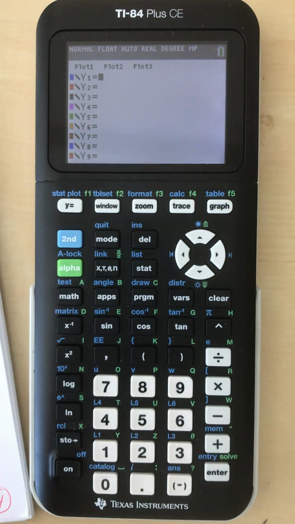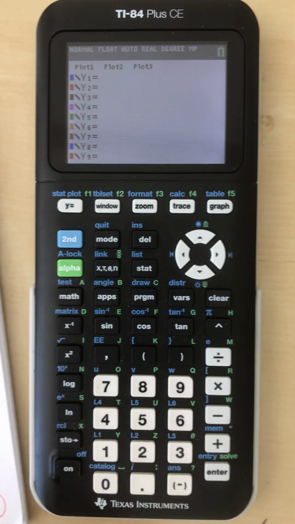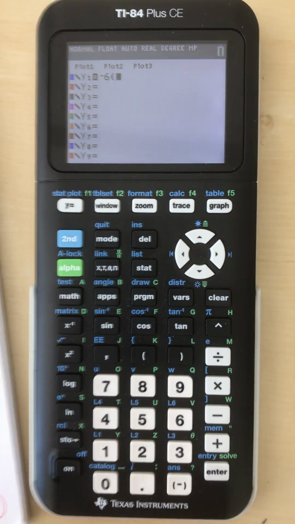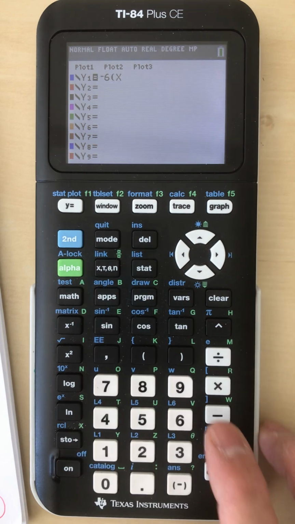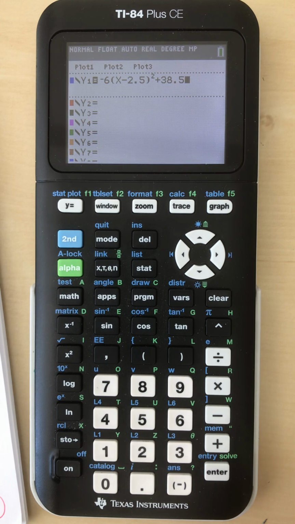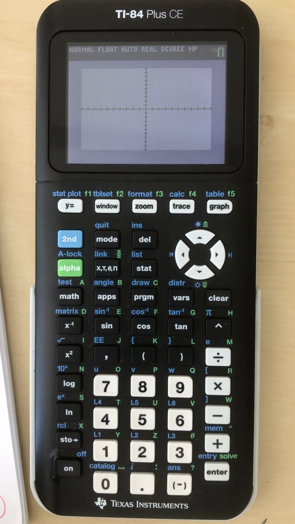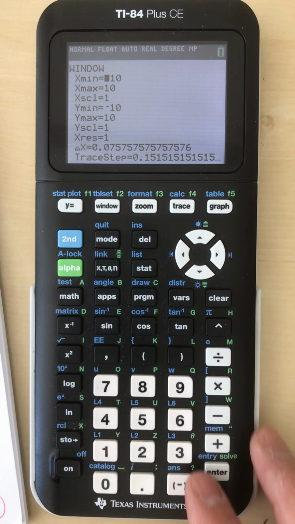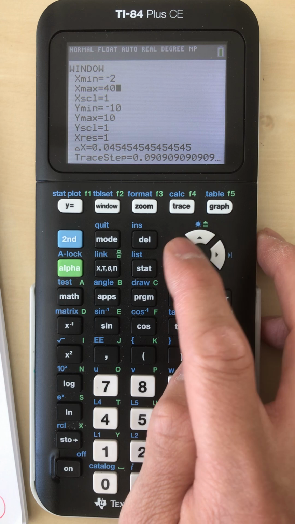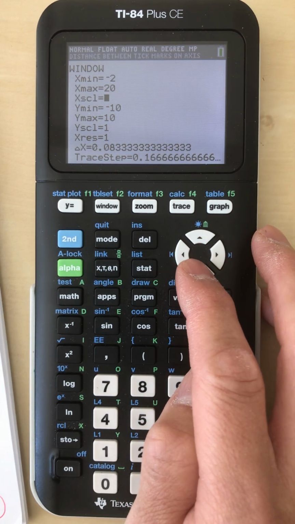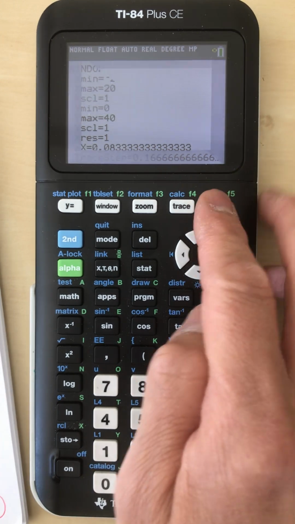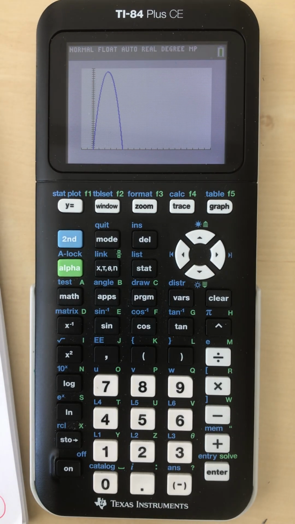Let's check it out. So y equals, so type in your original vertex form equation, so -6 times x minus 2.5 squared plus 38.5. Okay, let's graph that. Okay, again, set your windows. I'm going to go -2. I'm going to go 40. Oh, sorry, I'm going to go 20. I'm going to go 0 for that, and an x max of, let's go 40. Okay, so let's fit the entire graph onto the screen.